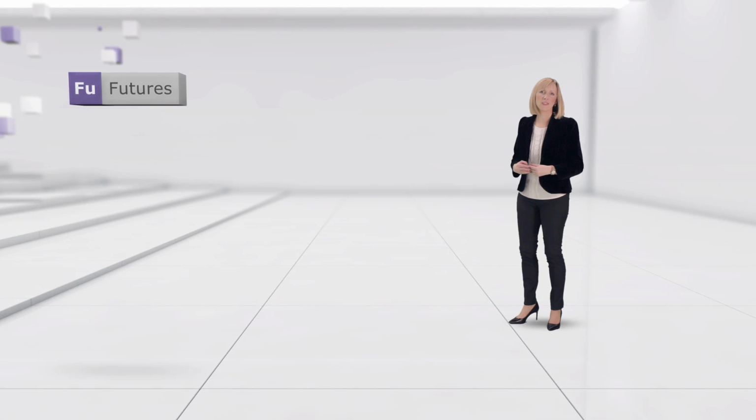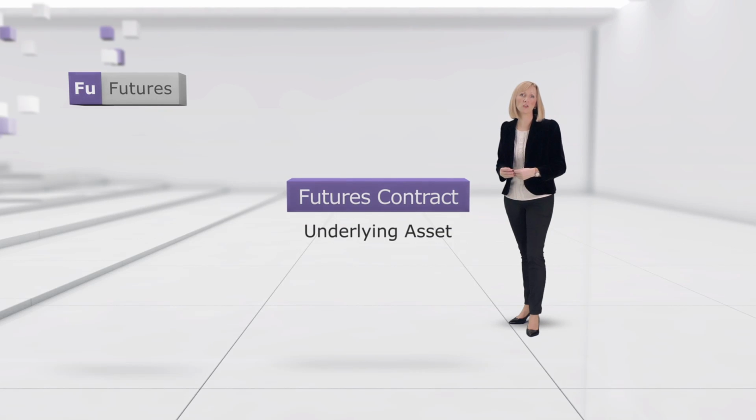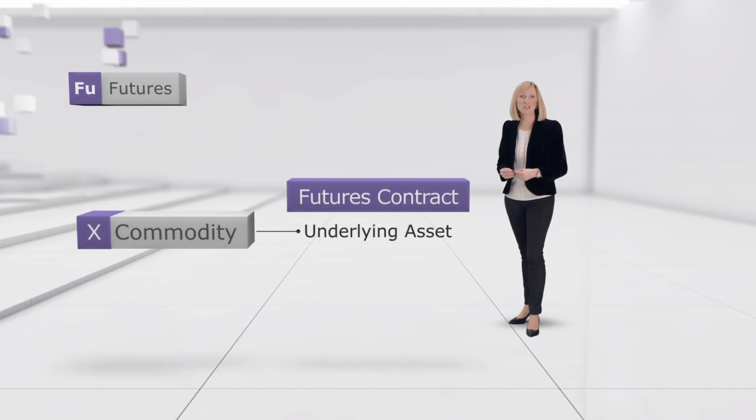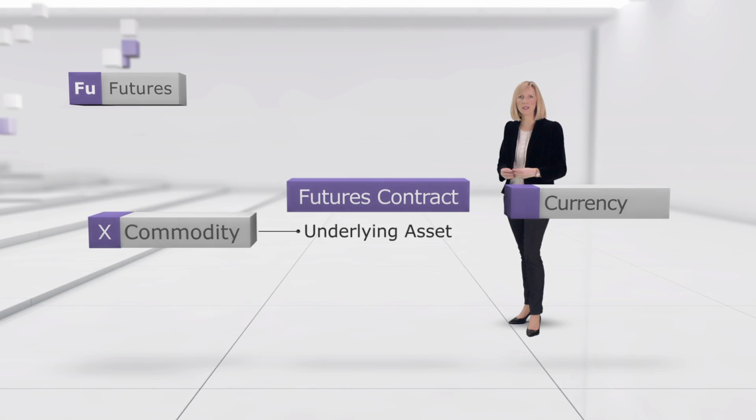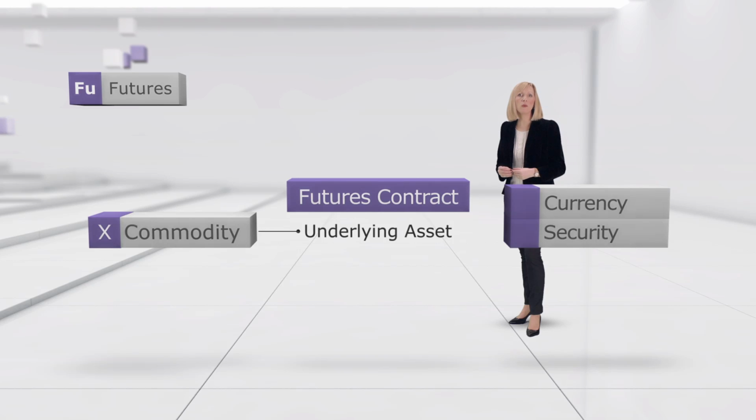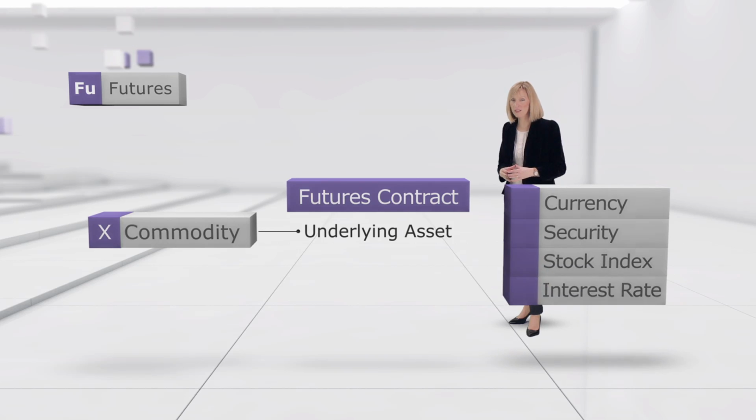In many cases, the underlying asset to a futures contract may not be a traditional commodity at all. For financial futures, the underlying asset could be a currency, a security, an intangible asset, or a referenced item, such as a stock index or interest rate.